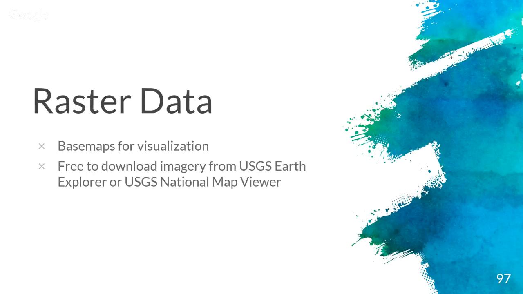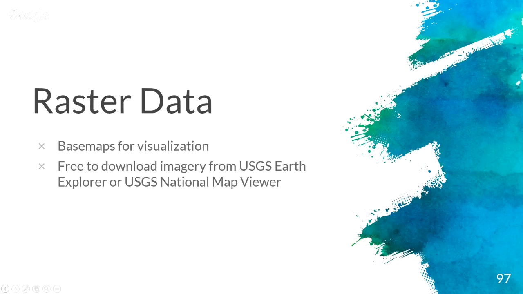Raster data you can also use as a base map for your vector data. You don't have to choose; you can use both at the same time. It could help enhance your vector data, or if you're trying to show it to, like, a city council, they can see the area and see what your proposed new housing development may look like.